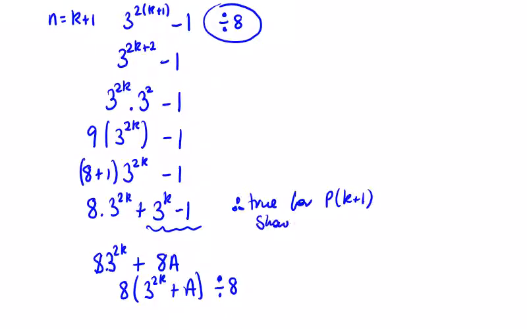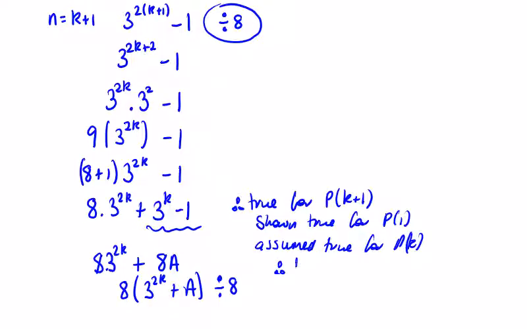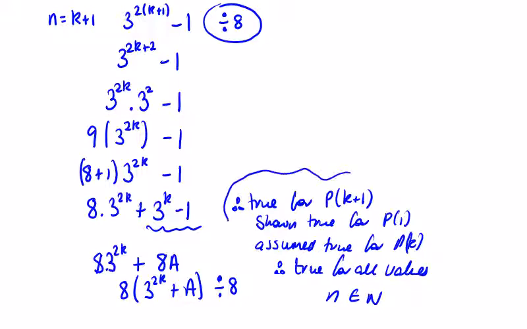Shown true for proposition 1. Assume true for proposition k. Therefore, true for all values where n is an element of natural numbers. So learn this off. There are marks for this at the end of the question, which seems crazy, but that's proof by induction. Let's look at another couple of questions.